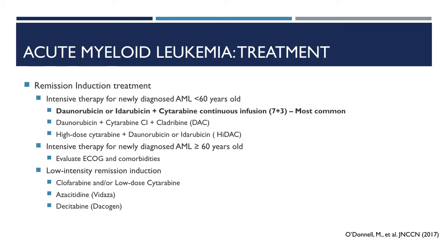So when you have a newly diagnosed AML patient, we'll begin with remission induction treatment, and that'll depend on their age. So patients under 60 can usually go with intensive therapy, and the most common regimen is 7+3, which can consist of daunorubicin or idarubicin plus cytarabine, or the other regimens listed below can be used. In patients over 60, we'll look at their ECOG status and comorbidities, and if they can receive intense chemo, then they can receive the above regimens. If not, we'll do low-intensity remission induction, which is the regimens listed below that are usually monotherapy.